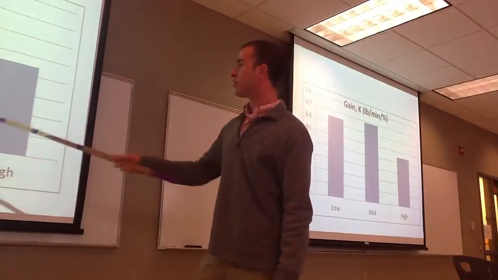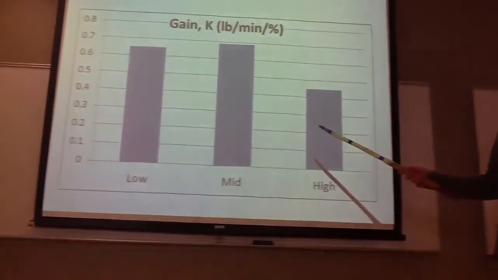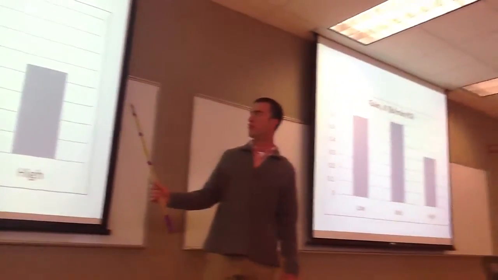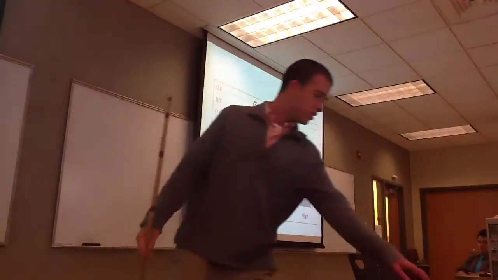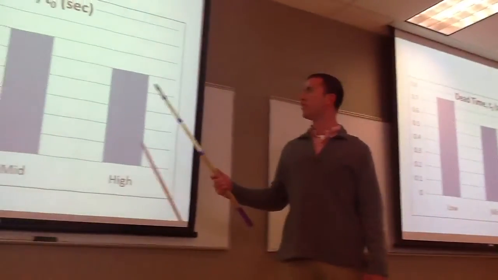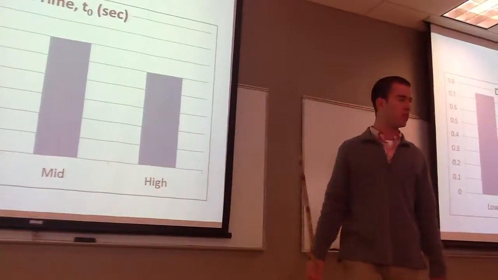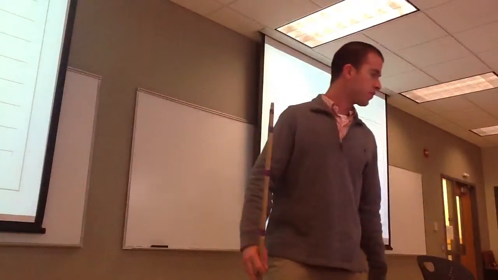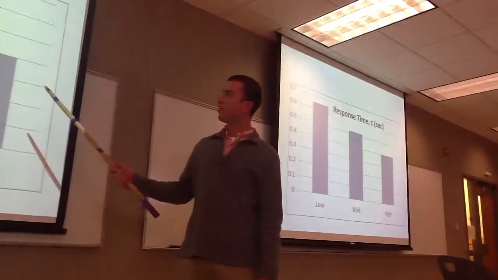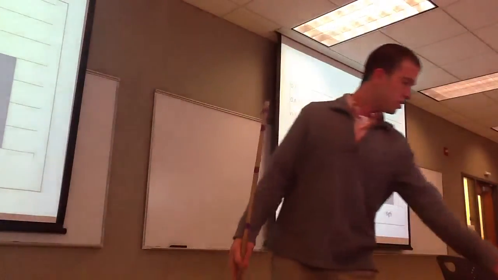Our model gain for the low was around 0.65 pounds per minute per percent. The mid was around 0.69, and the high was around 0.45. Our dead time showed to be about 0.75 for the low, 0.6 for the medium, and 0.5 for the high. The response time was 0.65 for the low, 0.52 for the mid, and 0.4 for the high.